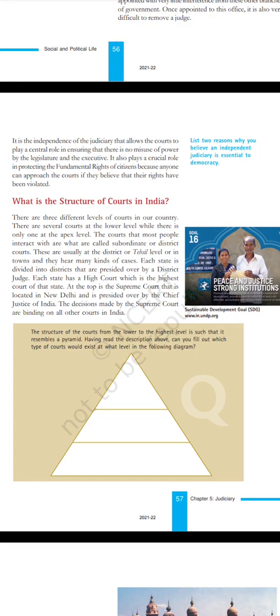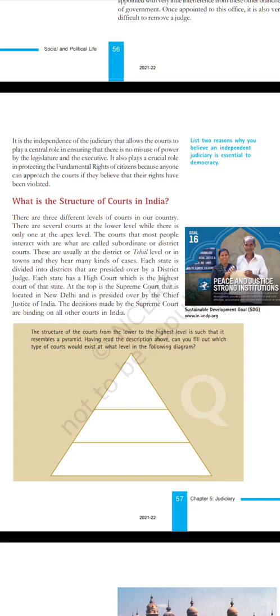The courts that most people interact with are what are called subordinate or district courts. These are usually at the district or tehsil level or in towns, and they hear many kinds of cases. Each state is divided into districts that are presided over by a district judge. Each state has a high court, which is the highest court of that state.